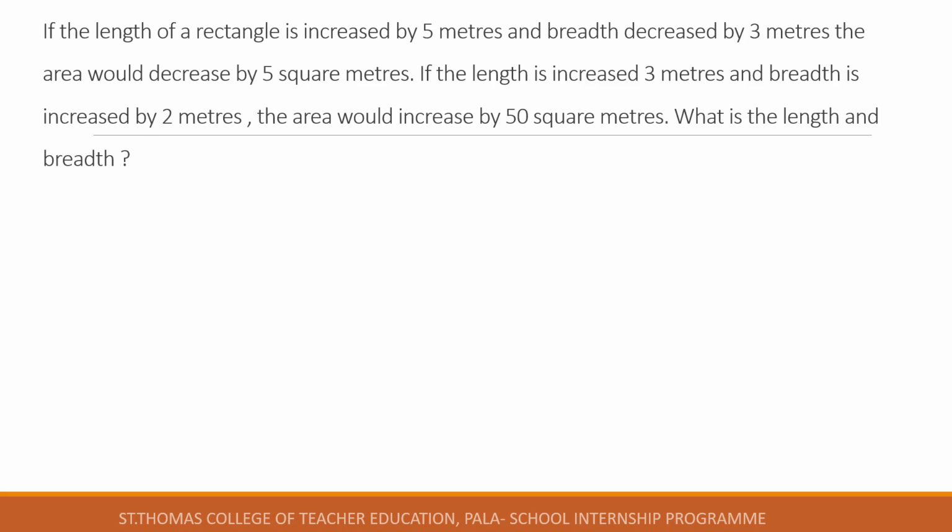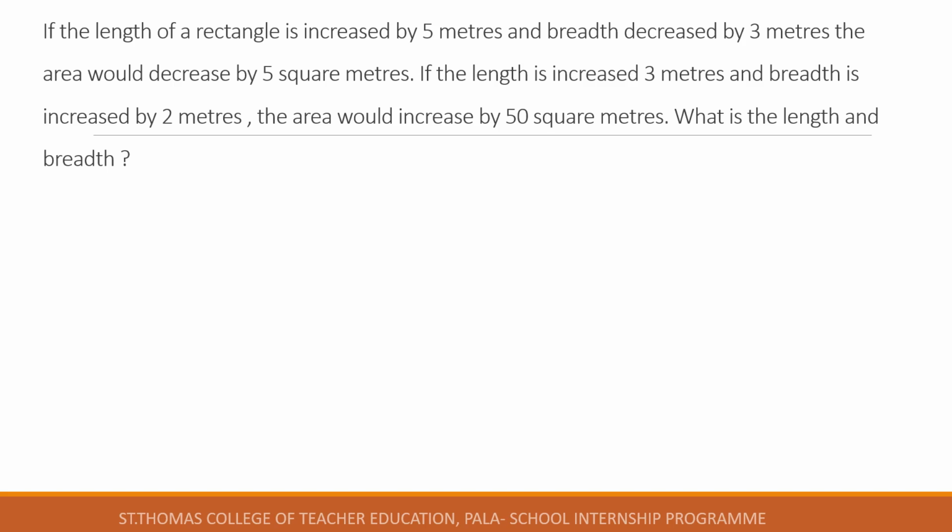Yes, you have a rectangle and we increased its length by 5 meters and breadth decreased by 3 meters. Then what happened to the area? It decreased by 5 square meters. And in the second case, we increased the length by 3 meters and we increased the breadth by 2 meters. And then automatically the area will increase, isn't it? And it increased by 50 square meters. And we have to find the length and breadth, isn't it?